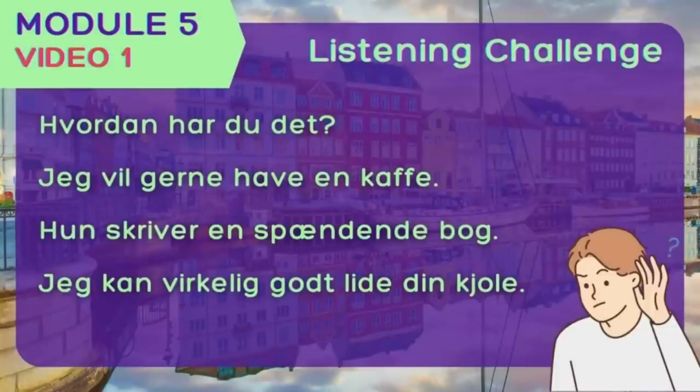Hvordan har du det? How are you? Jeg vil gerne have en kaffe. Hun skriver en spændende bog. Jeg kan virkelig godt lide din kjole.